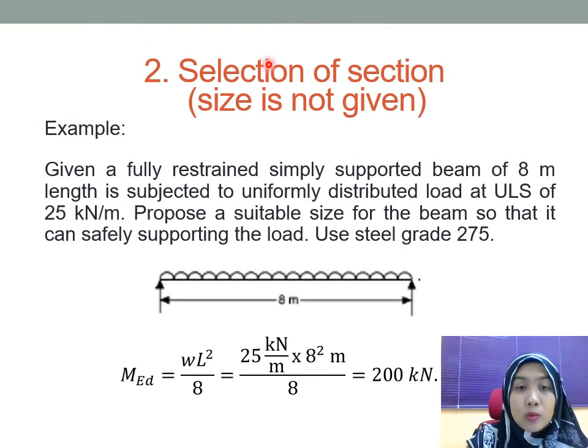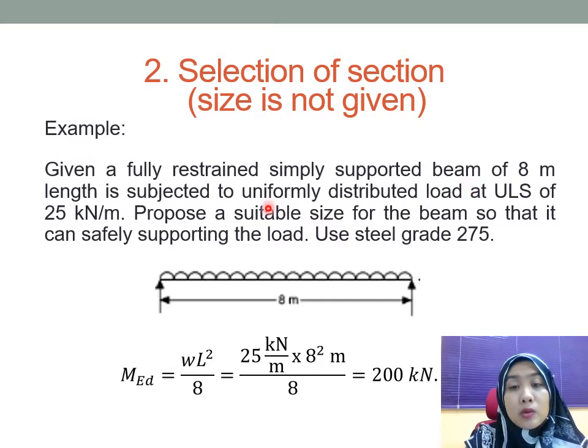Okay, the next step is we are going to select a section. Let's say here we have one example. We have a simply supported beam of 8 meters length subjected to a uniformly distributed load of 25 kilonewton per meter. We are going to propose a suitable size of beam so that it can safely support the given load. First of all, you need to calculate the MED value based on the loading that is given. From here we get our design bending moment equal to 200 kilonewton meter.